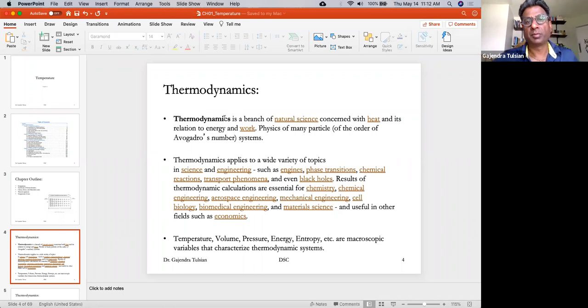So thermodynamics, thermo meaning heat, and dynamics meaning the motion of heat. So thermodynamics covers the subject wherever heat is involved. So it's concerned with heat and its relation to energy and work. A lot of times we are interested in extracting work out of heat. So that's what your car does.